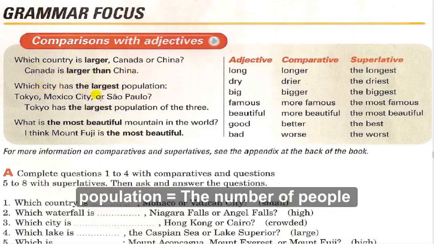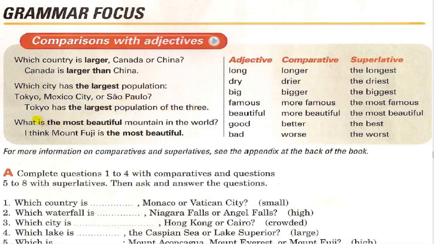Which city has the largest population? Population, the number of people. Tokyo, Mexico City, or Sao Paulo? Tokyo has the largest population of the three. So here you compare between one and the group. Tokyo, Mexico City, and Sao Paulo. So we have three cities.